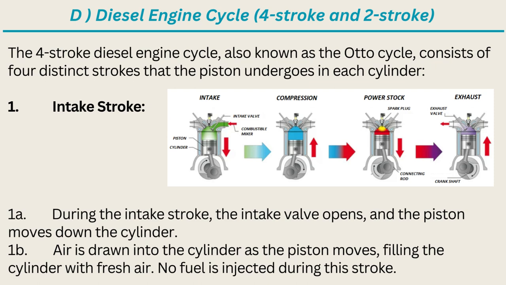4-stroke diesel engine cycle. The 4-stroke diesel engine cycle, also known as the Otto cycle, consists of 4 distinct strokes that the piston undergoes in each cylinder. 1. Intake stroke. 1A. During the intake stroke, the intake valve opens, and the piston moves down the cylinder. 1B. Air is drawn into the cylinder as the piston moves, filling the cylinder with fresh air. No fuel is injected during this stroke.